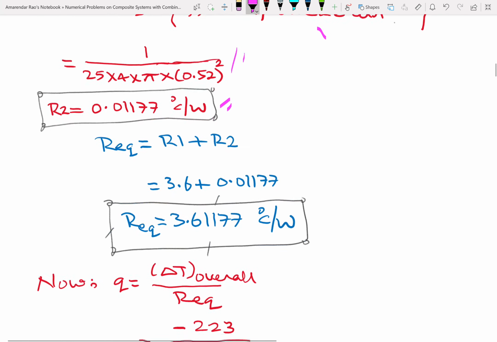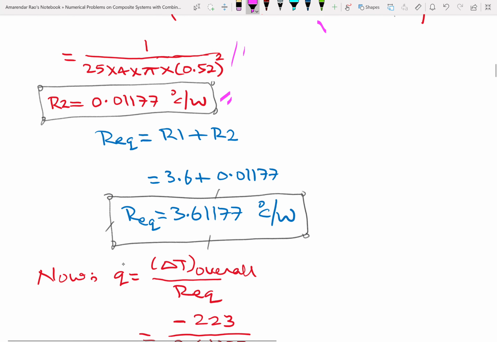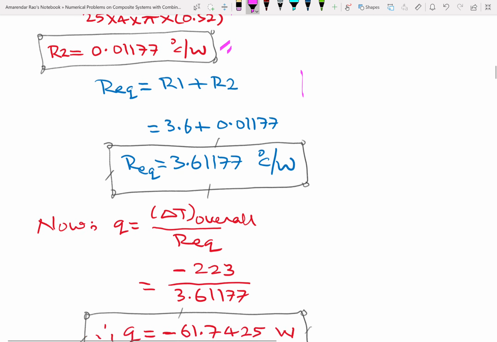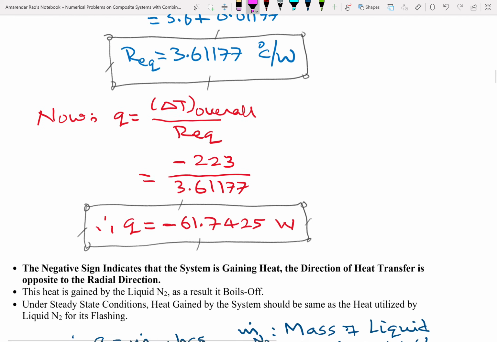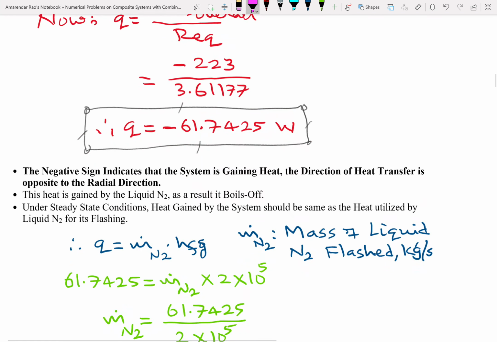Then since both the resistances are operating in series, we combine them to get R equivalent. That is going to be 3.61177. Now we know that Q is del T overall by R equivalent. That's minus 223 by R equivalent 3.61177, which is going to be minus 61.7425. And as I was telling repeatedly, the negative sign indicates that the direction of heat transfer is opposite to the radial direction, and this heat is gained by the liquid nitrogen. As a result, it is likely to boil off.